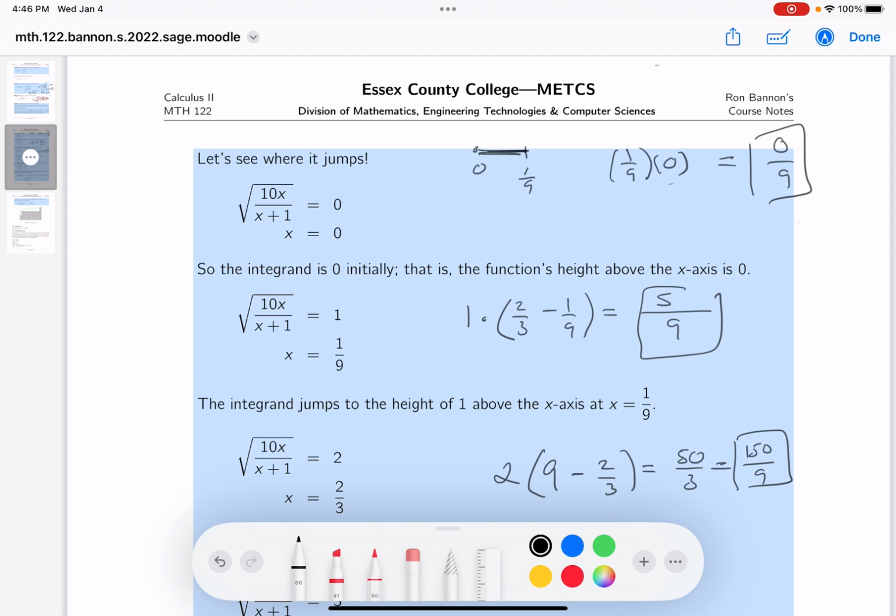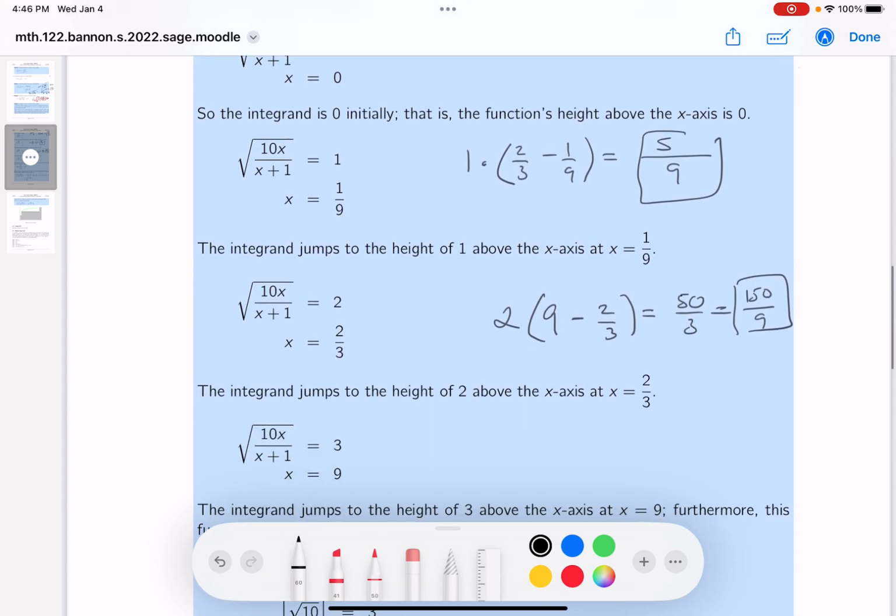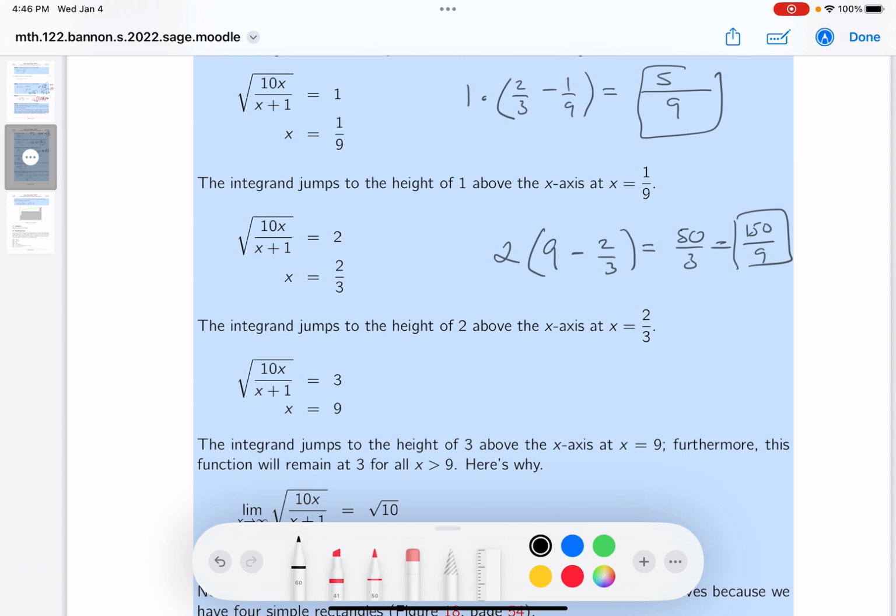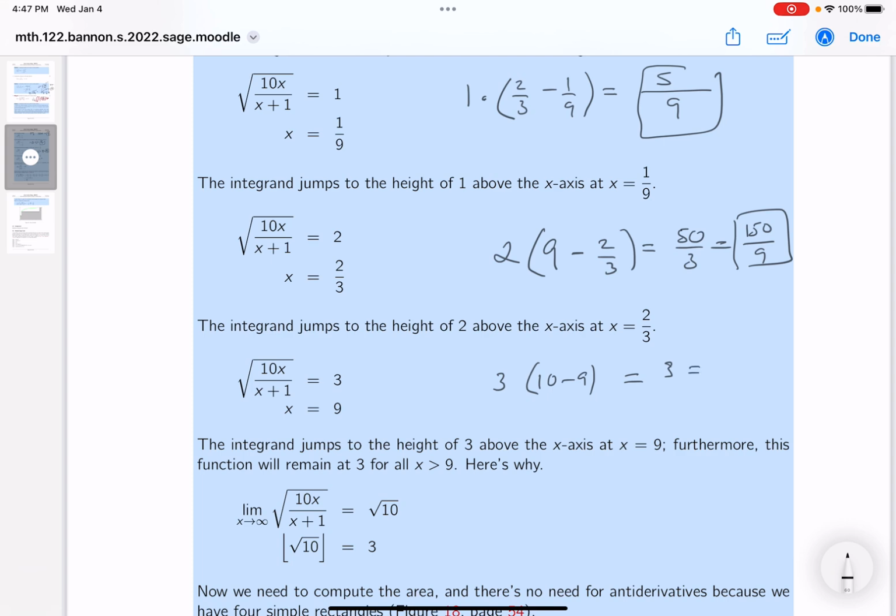Again, what we're doing is computing the rectangles that this thing generates. We'll look at a better picture later, by the way. All right, so what happens from 9 to 10? Now, someone says, why are you going to 10? That's when my thing stops. All right. So 10 minus 9. What's its height? Its height is 3. All right. That's the last rectangle. And again, I'll give you a better picture of this later. What does that give you? 3, which is going to be 27/9.